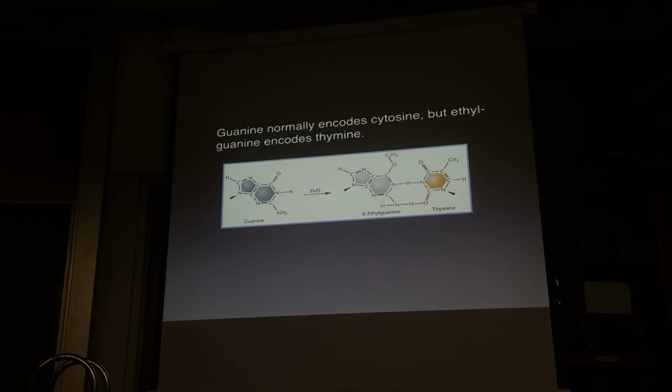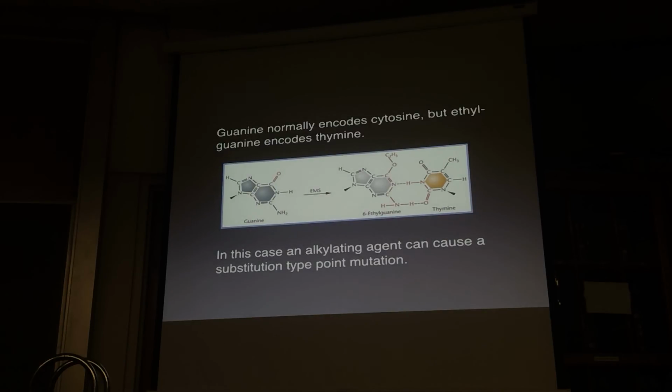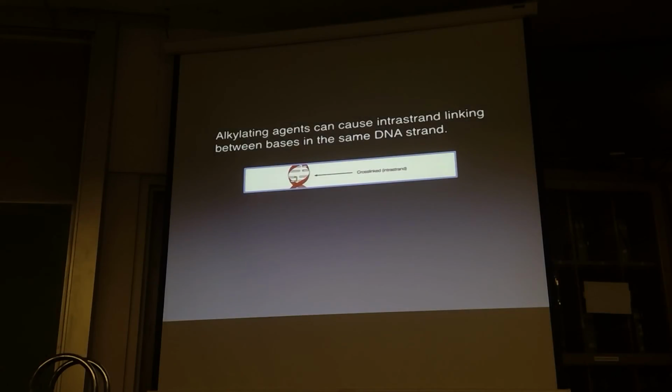So guanine would normally encode adenine, but this methylated guanine is going to encode thymine instead. In that case, you're getting a substitution that is pyrimidine for purine. So again, it's a substitution type point mutation.